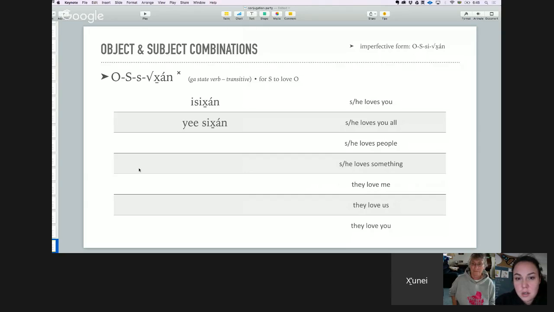She or he loves people. Kasechan, kusechan, kisechan. One of those three. Kusachan, there you go. Kusachan, because you'll have a zero third person subject. Sisla, she or he loves something. Atzechan. Atzachan. Simach, they love me.